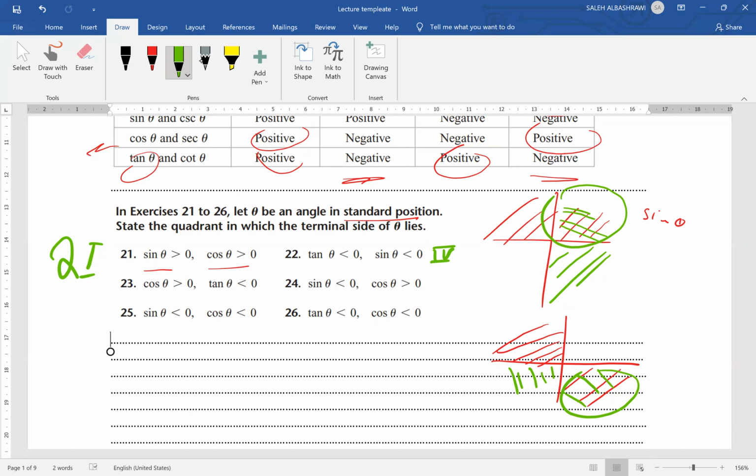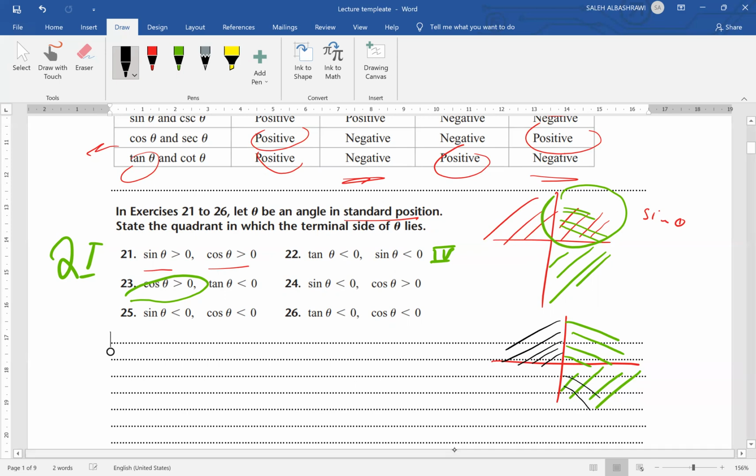Number 23. Cosine is positive in the first quadrant and fourth quadrant. Tangent is negative in the second quadrant and fourth quadrant. So the common one is the fourth. So the answer for 23 is the fourth quadrant.